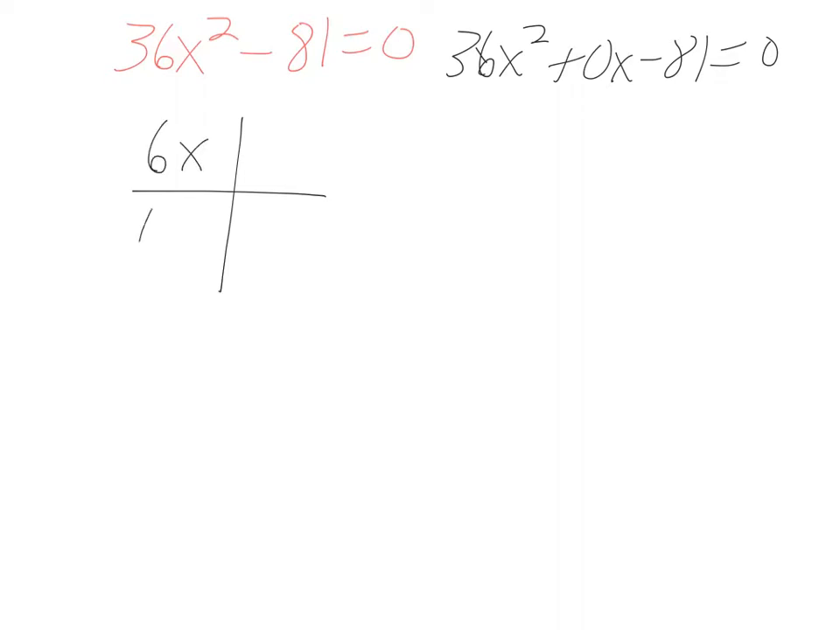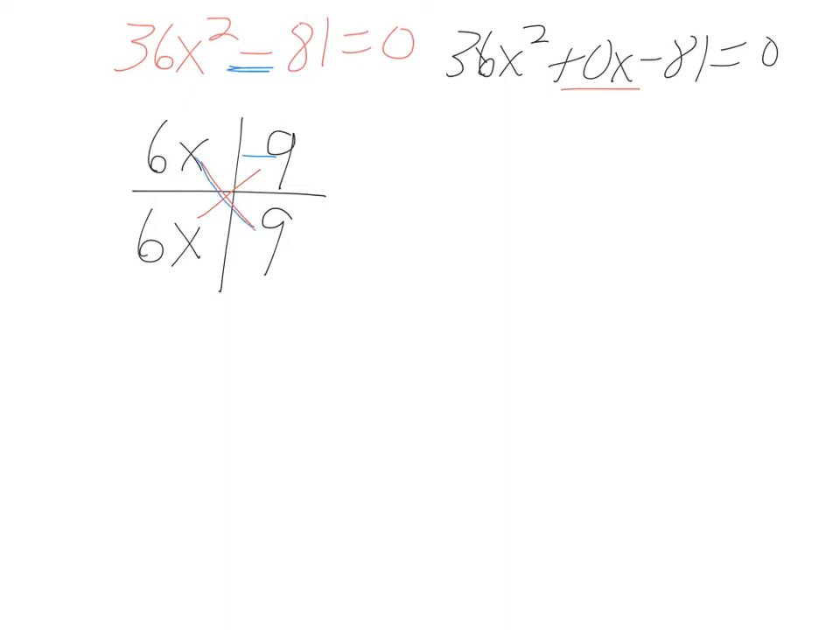Well, since it's 36x squared, I'm going to use the ones closest together. Now I have to have the factors of 81. Once again, they're probably going to be the closest ones together, because, if you remember, when I multiply this way and this way, they have to add up to that middle term. Well, my middle term is 0x. I also have a negative in there, so I know one of these 9s has to be a negative. Doesn't matter which one, I'm just going to put it here.